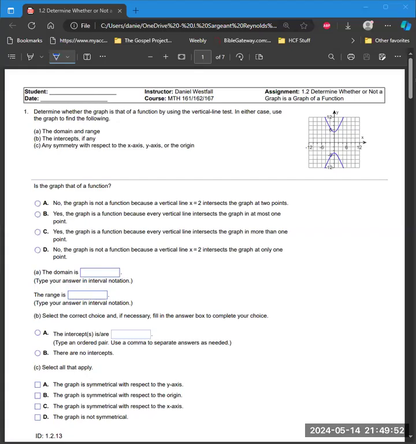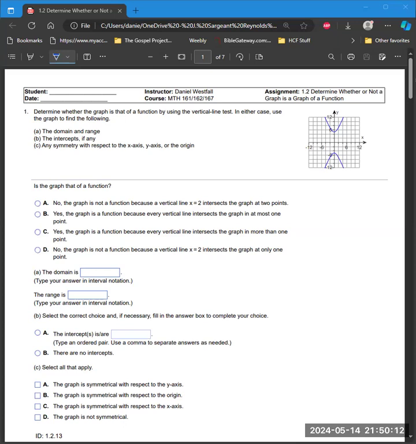In this video, we're going to determine whether or not a graph is a graph of a function. We're going to use a test called the vertical line test, where we look to see if every vertical line crosses the graph of the relation only once, at most once. If so, it's a function.